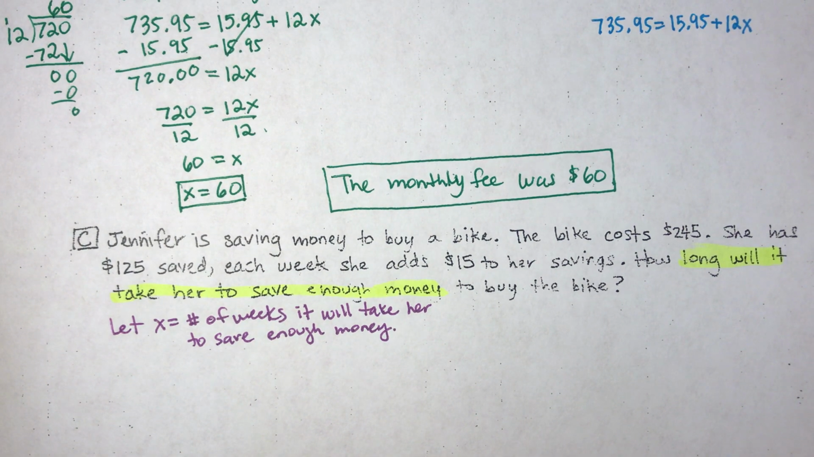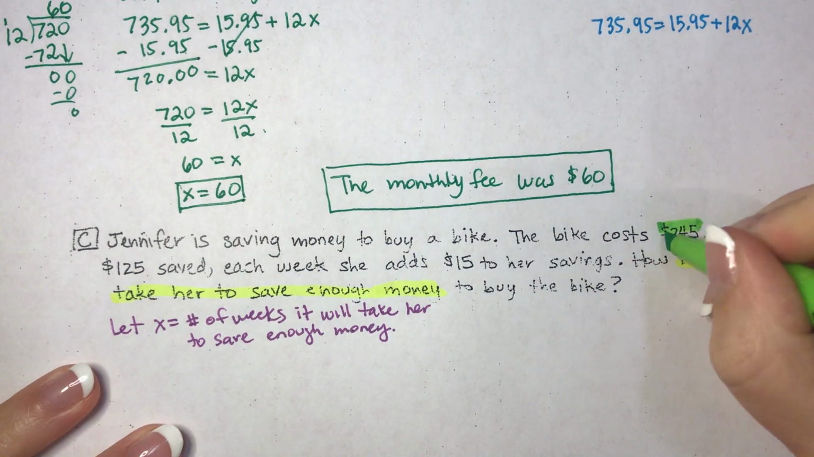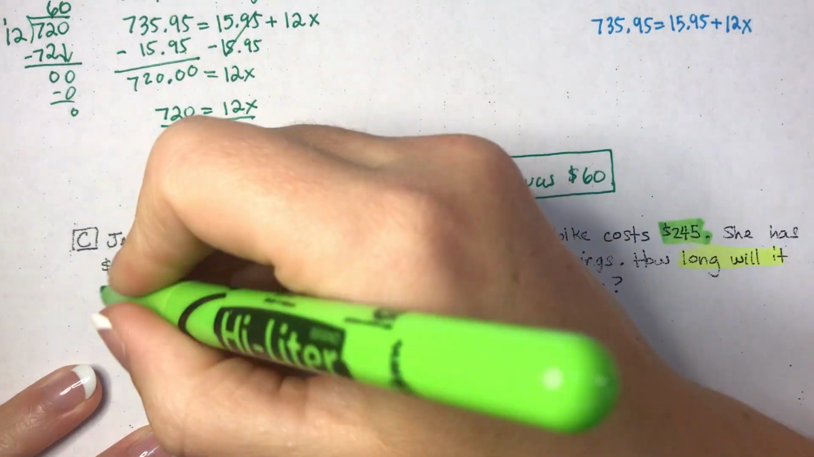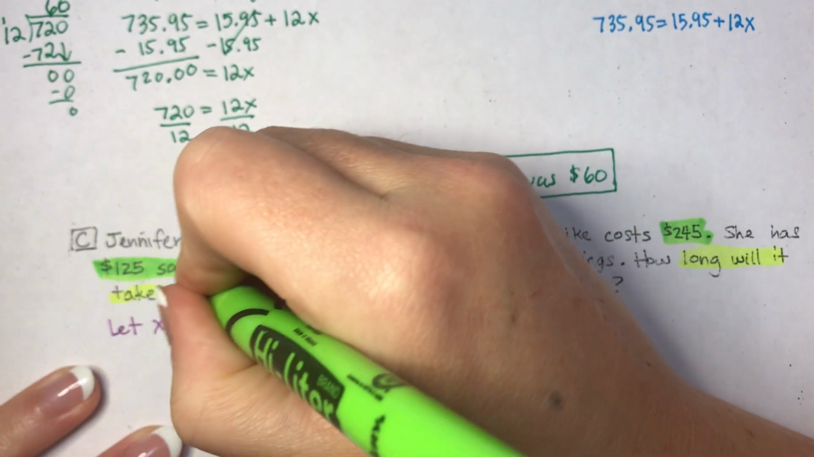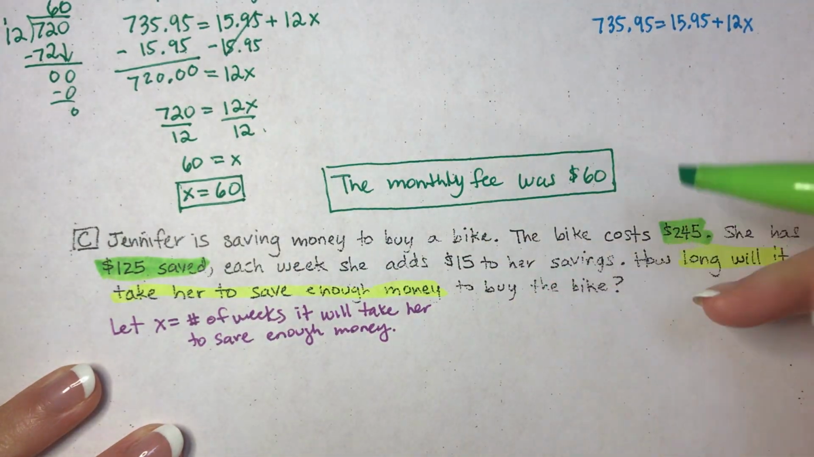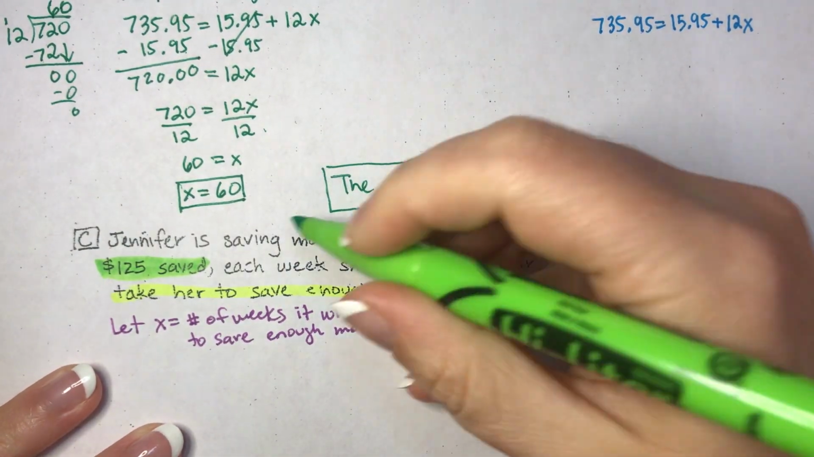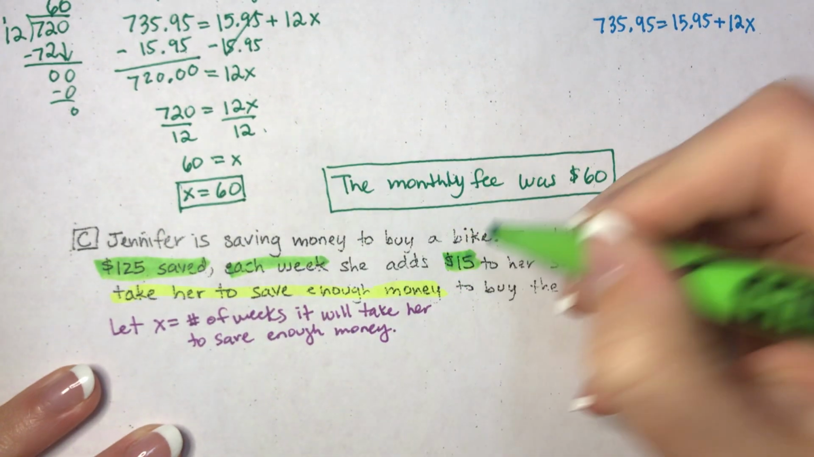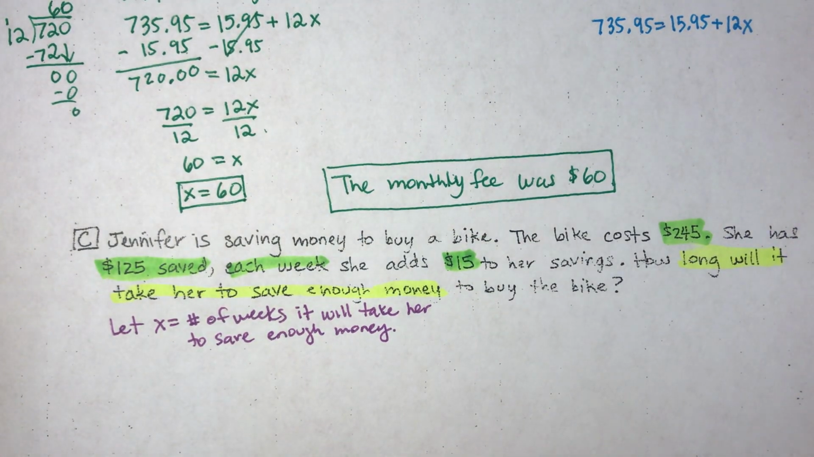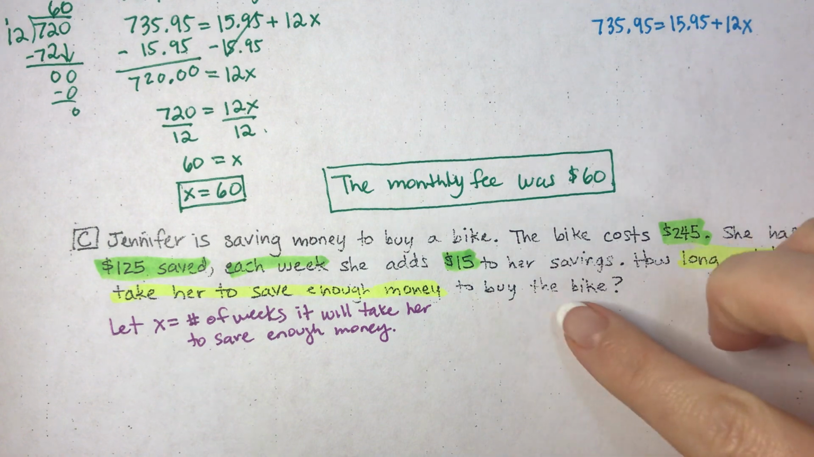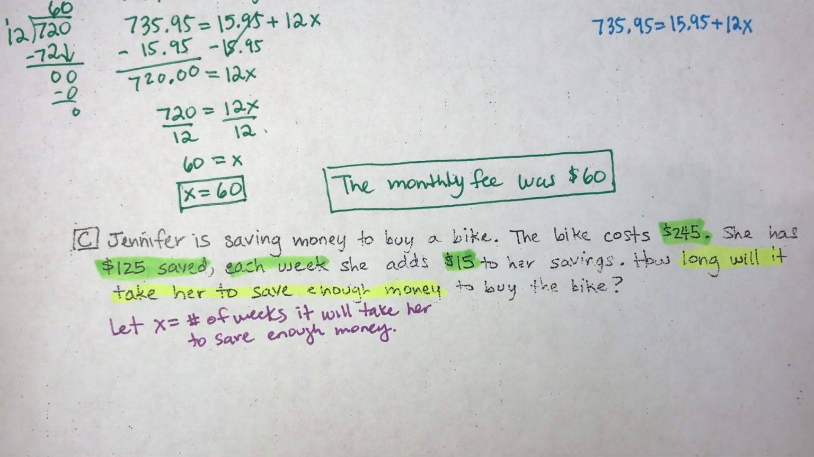So Jennifer is saving money to buy a bike. The bike costs $245. She has $125 saved. And each week, she adds $15 to her savings. Perfect. Okay, so we have all the important information highlighted. We want to think about how long will it take for her to save money? That's our X, to buy the bike.